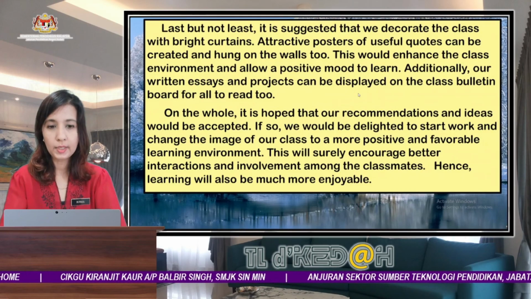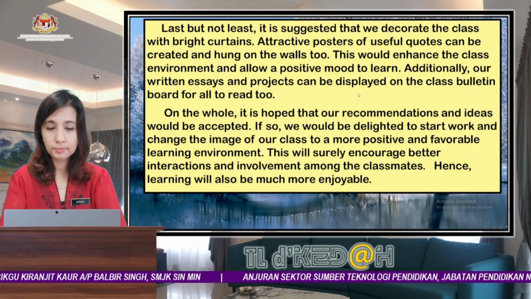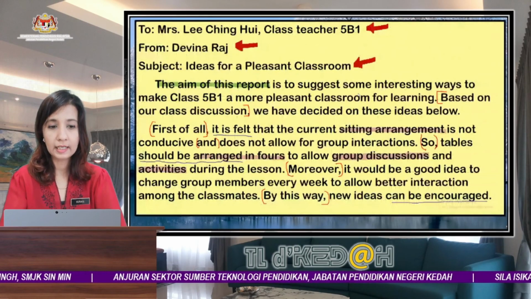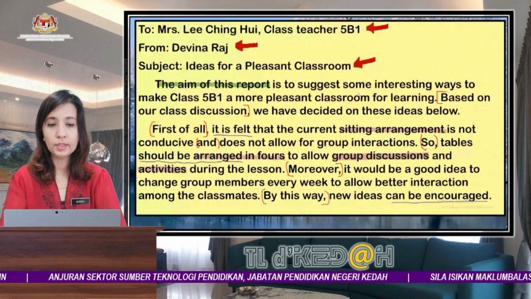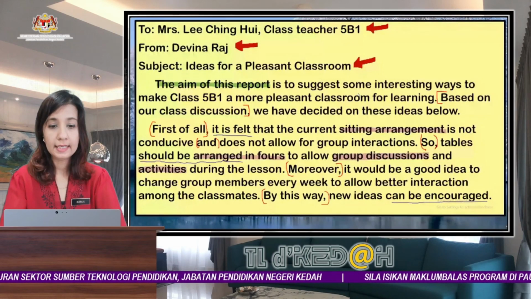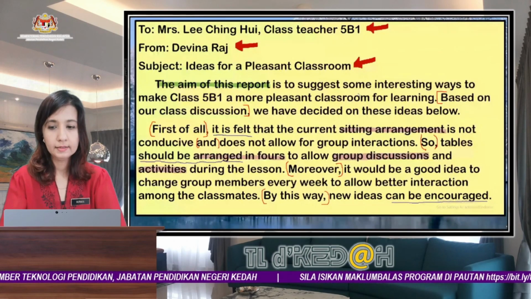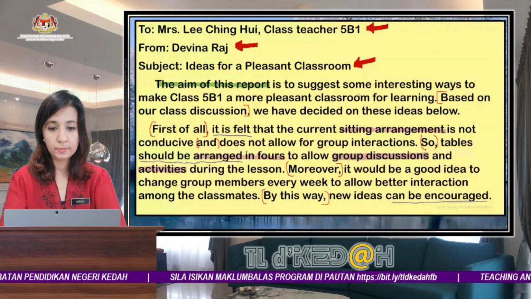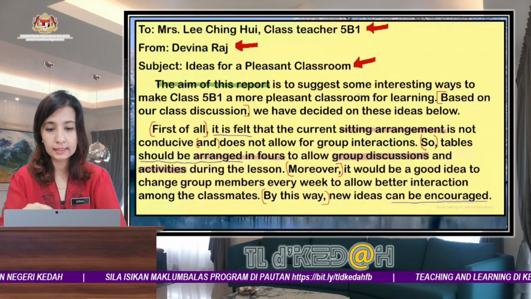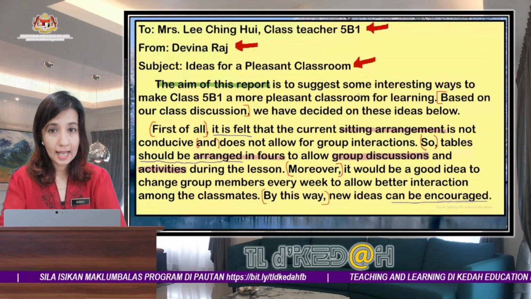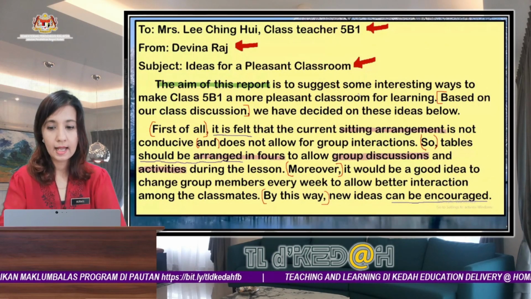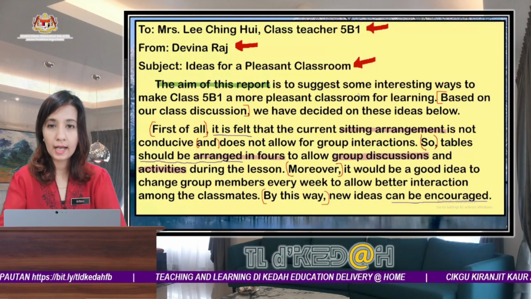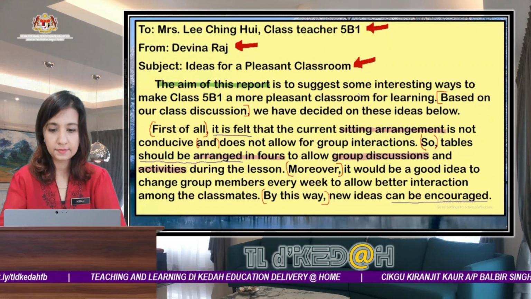Very nicely written. So we have to address that to whom? To the class teacher. From Devina Raj, and the subject is there. So the first paragraph talks about the aim of the report. Okay. So the second paragraph is talking about the sitting arrangements, and you can see all the others are the elaborations, the examples. Okay, how do you want the sitting arrangement to be? Arranged in fours. Why? To have group discussions, activities.